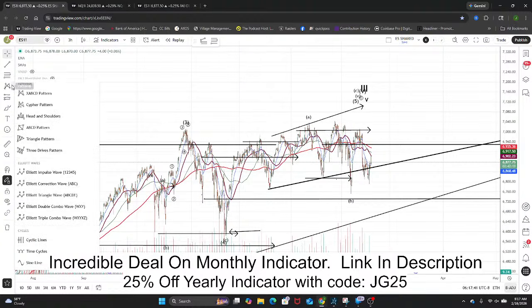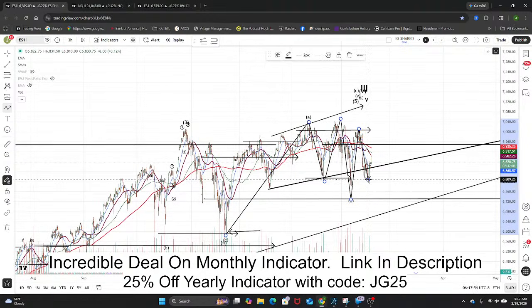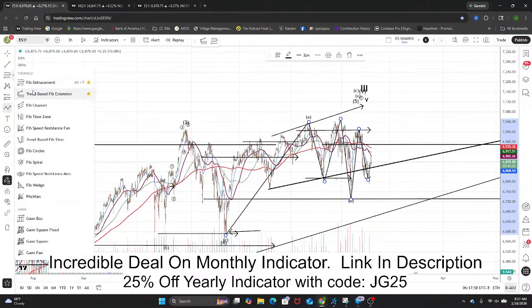And let's see here. Let's get our tool out for this. So off of this low, right now we're counting this bullishly as this is all of A, and then you have A, B, C for B, and then you have 1 and 2 of C. Okay, so that's the bull path. Now the bull path is targeting about 7,300.